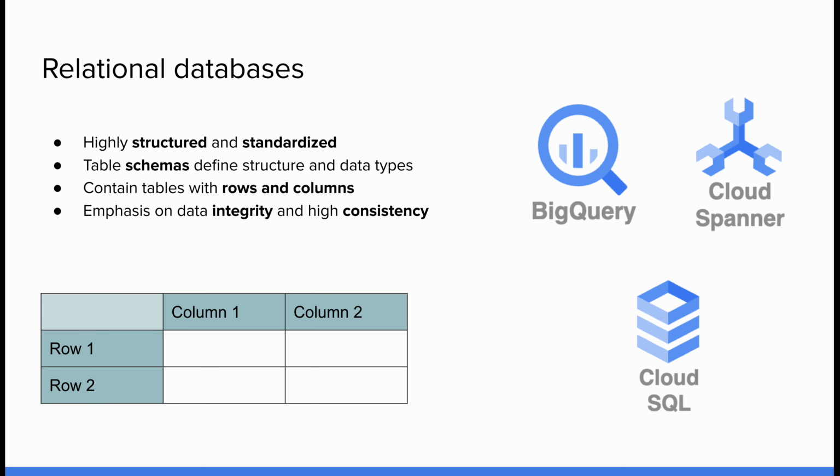So on the right side, you can see examples of these databases in GCP, like BigQuery, which we already talked about, Spanner, and Cloud SQL. These services help manage data in a relational, highly organized manner. And so it provides data analysis capabilities as well as operational reliability, especially in the case of Cloud SQL for the latter.